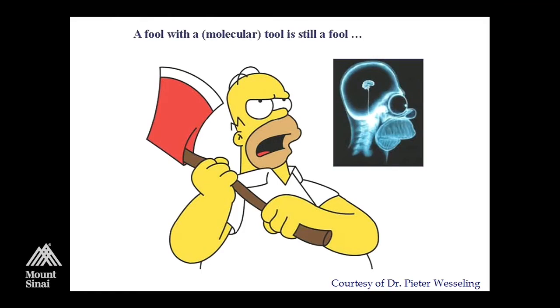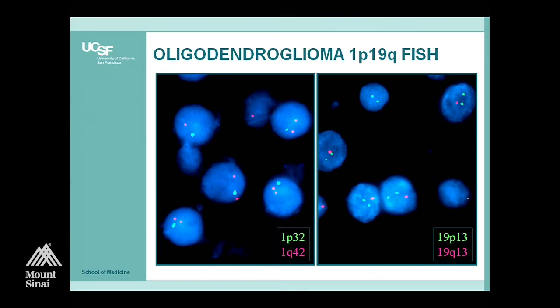All right, and I can't help but steal this slide from my friend Peter Wesseling. So all this has to be taken into context, right? We're not going to throw away the morphology. We're going to put it all into context. A fool with a molecular tool is still a fool. So everything is just a tool, and we're just going to improve what we've already been doing. All right, so let's take a historical perspective. What are the biomarkers we've been using the longest, and then we'll get to the most recent ones.